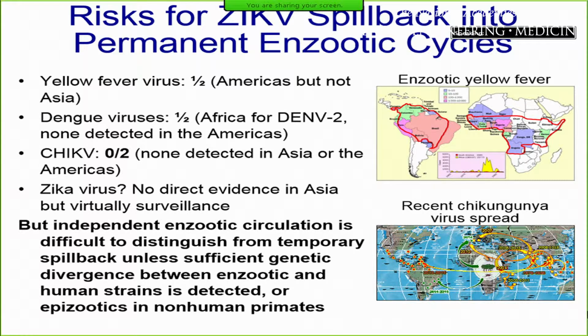And the problem is that defining or proving the existence of these enzootic cycles is logistically extremely challenging. Unless you can find viruses that are genetically very distinct, coming from forest-dwelling mosquitoes versus urban mosquitoes and people, like we have done for dengue, it's very hard to tell whether there's an enzootic cycle unless you detect it by an epizootic in monkeys, like we see in the New World with yellow fever virus, for example, or you work in very remote locations.